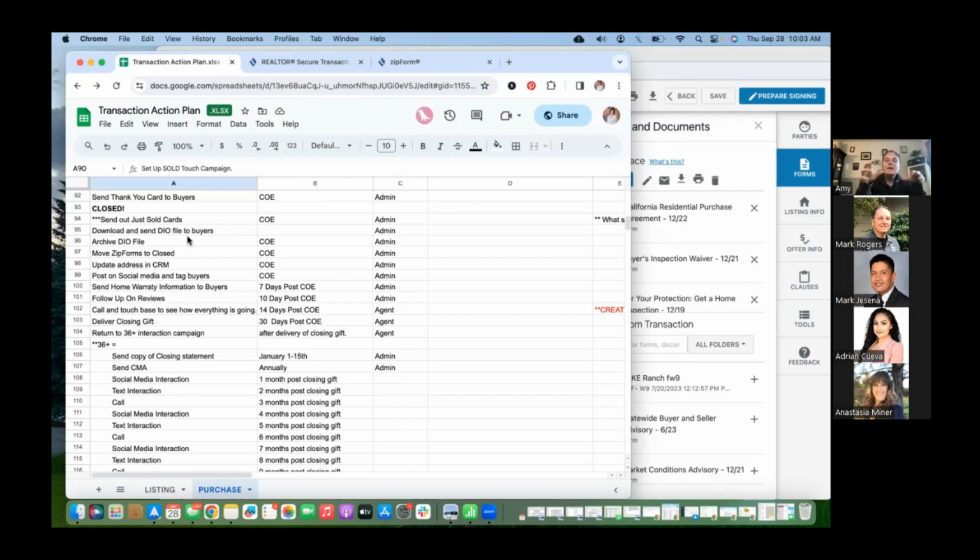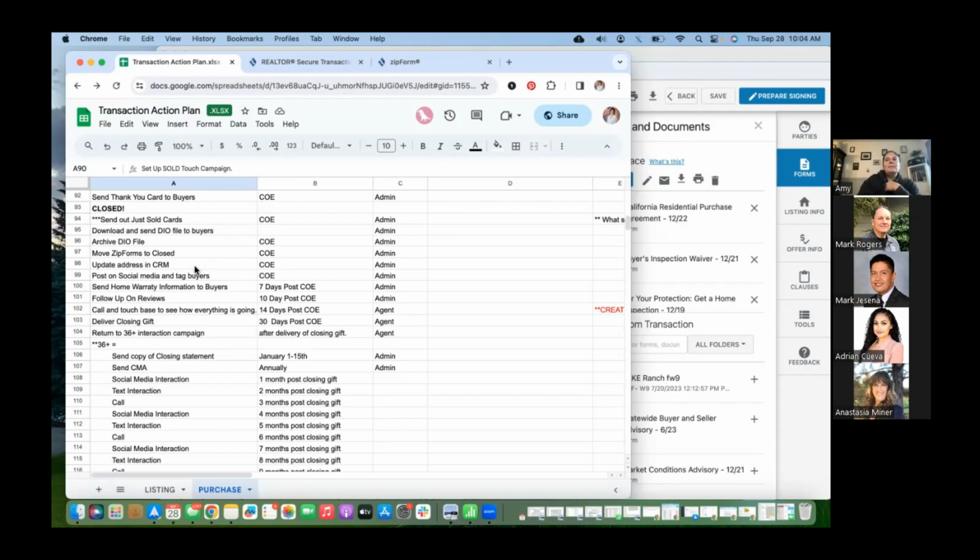Then you can archive that DIO file, that Homelight Listing Management file. You can send it into archive. Don't worry, if you ever need to pull it out of archive, you can. So if you need access to it again, you can absolutely pull that out and give them access again. In my zip forms, you can move it into closed as well, which takes it out of your active transactions. So it keeps your zip forms nice and clean.